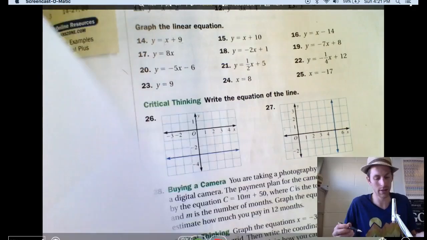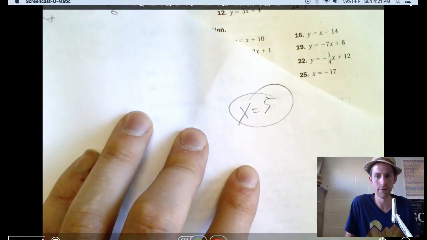This looks really simple, right? X equals 5. But that's the answer. That's it. Okay?